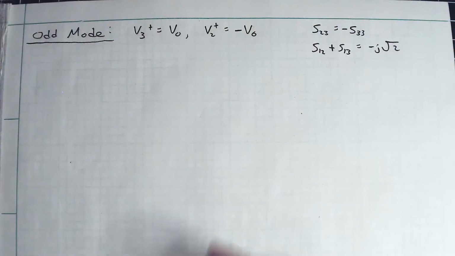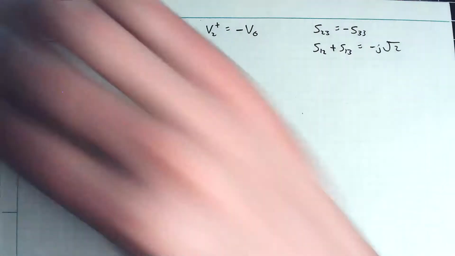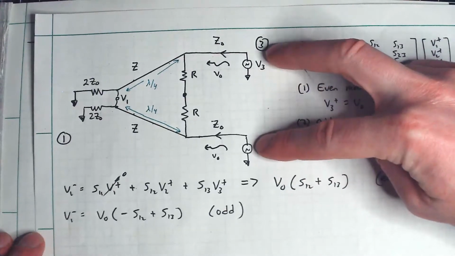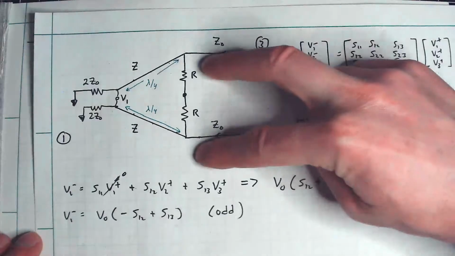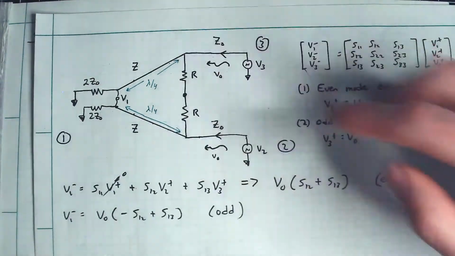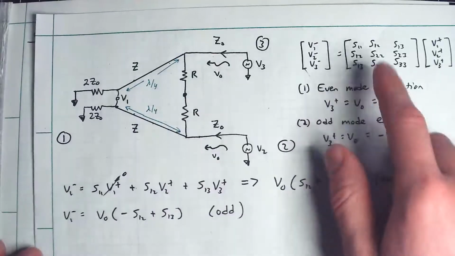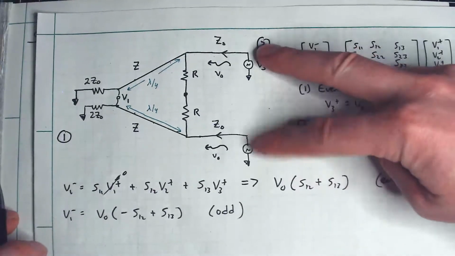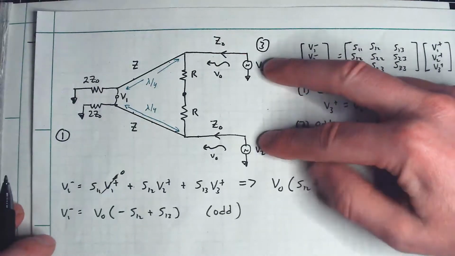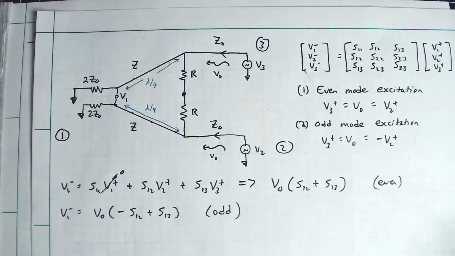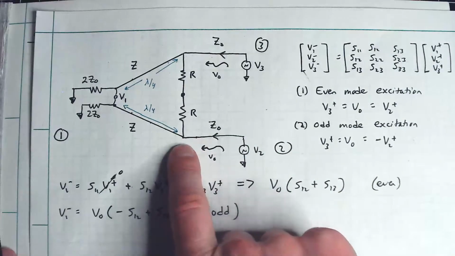Okay, so let's explore the odd mode of excitation. So basically what we did was we pretended to excite this network with a symmetric voltage, the same voltage on both of these nodes simultaneously, and we found that certain properties had to hold within this S matrix. So now I'm going to pretend to excite it with a negative voltage here, so that's odd symmetry, and see what happens to this matrix under that condition. But first we're going to draw out an equivalent circuit.